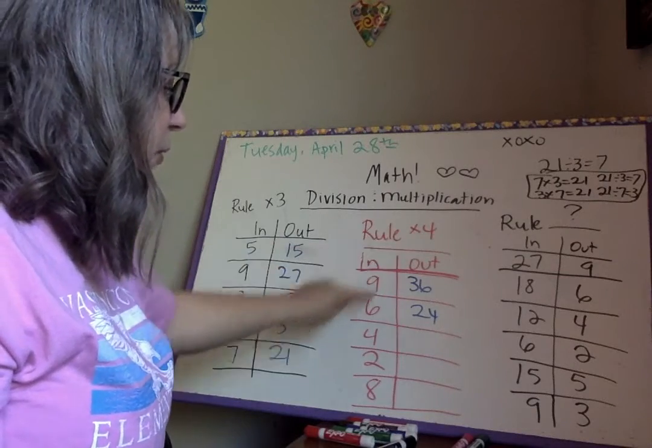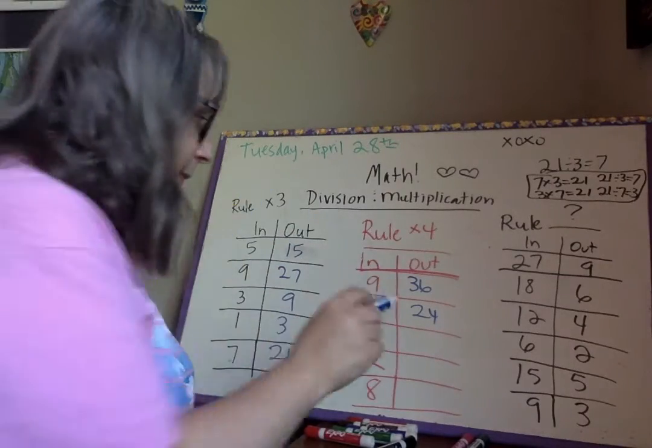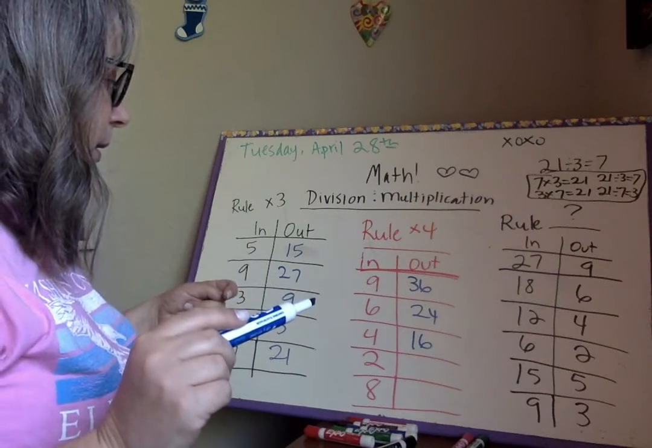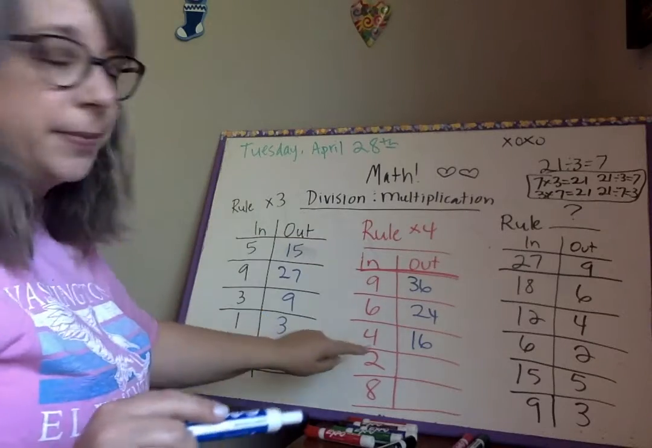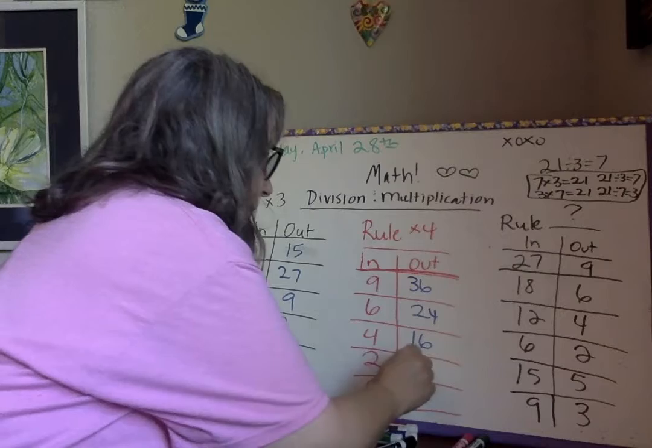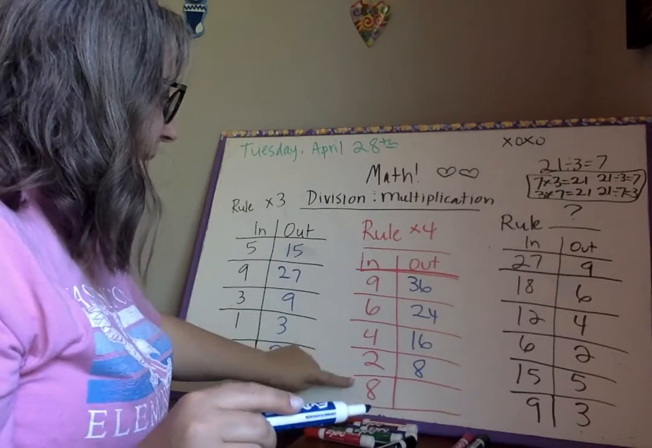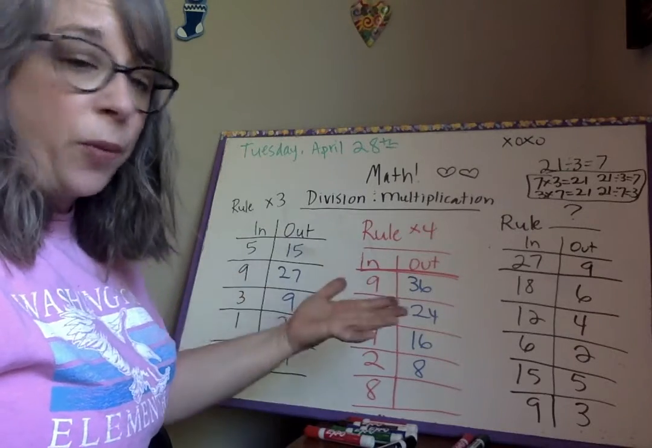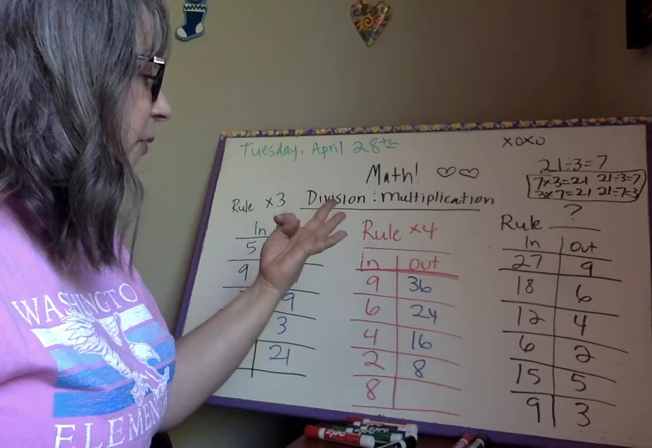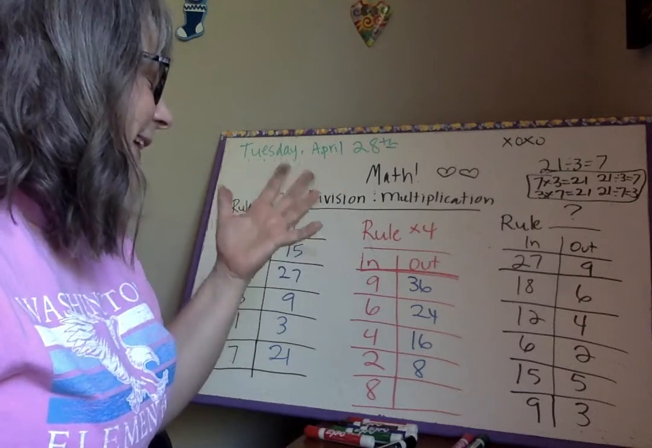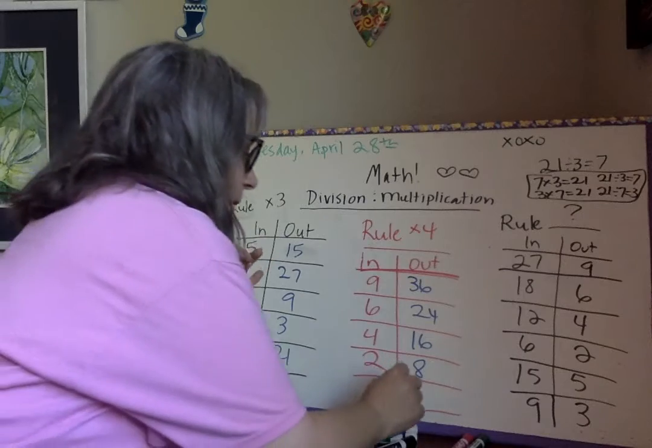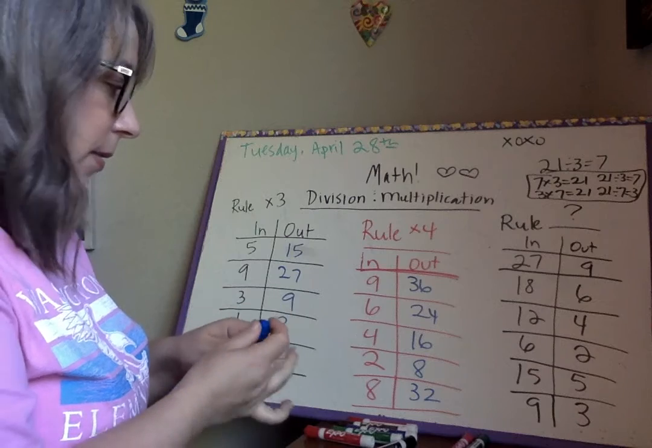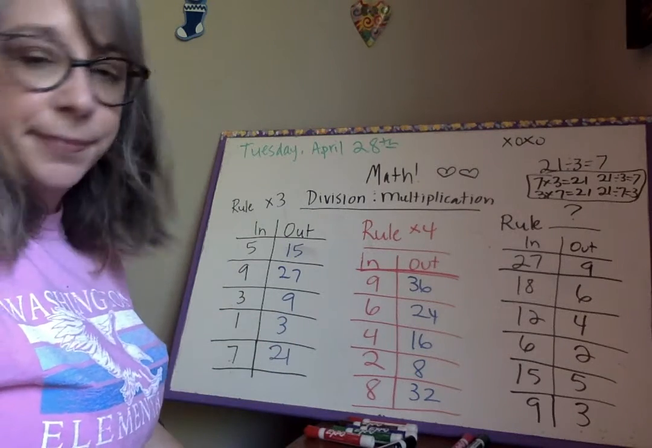So here we go. 4 times 4, 16. 4 times 2, that's just doubling, 4 plus 4. And 4 times 8. Well, if you know that 4 times 9 is 36, well, take 4 away from 36. 36, 35. I don't know if I can count backwards or not. 36, 35, 34, 32. So 8 times 4 is 32. All right. Are we good?